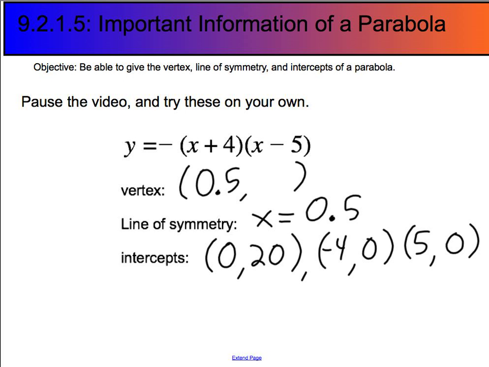And then just go ahead and plug in 0.5, which is the line of symmetry. That's where the vertex is at. Plug that in to see what you get out. And that would be 4.5 times negative 4.5. Sorry, I didn't have this worked out ahead of time. Let me break out my calculator here. 20.25 is what I got. So that gives you the vertex, the line of symmetry, and the intercepts.